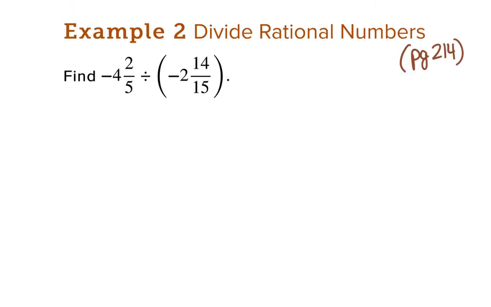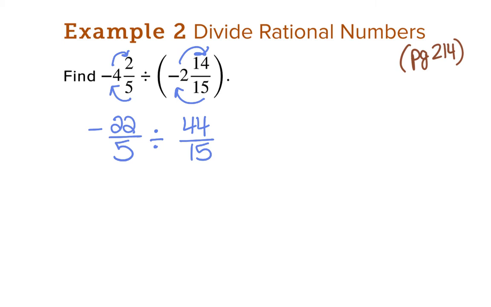This next example comes from page 214 in your textbook. Now we're looking at two mixed numbers. So first step, we need to turn them both into improper fractions. So I do 5 times 4 plus 2, and I get 22/5. And since that was a negative, I'm going to bring my negative down. And then I'm dividing by 2 times 15 is 30, plus 14 is 44/15. And again, I had a negative, so I need to bring that negative down. So I've got them both written as improper fractions.